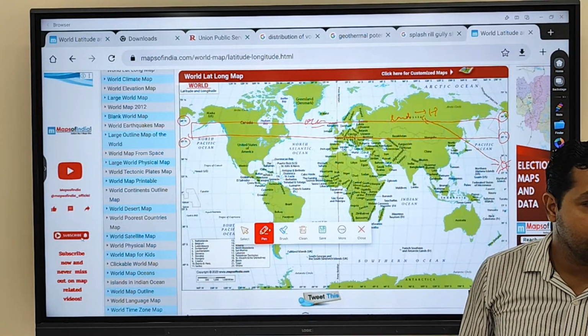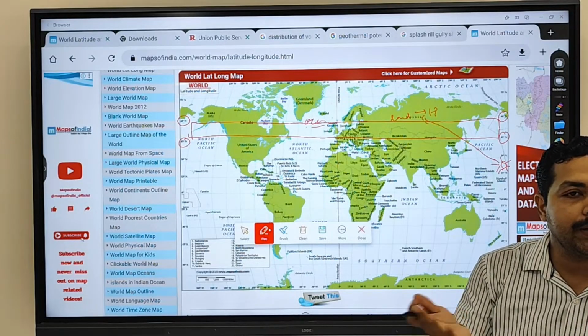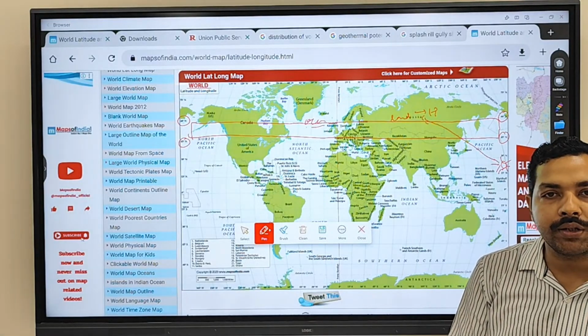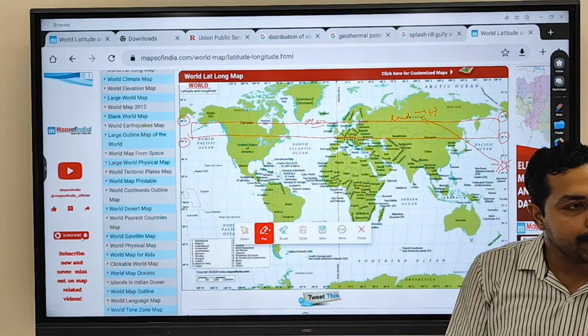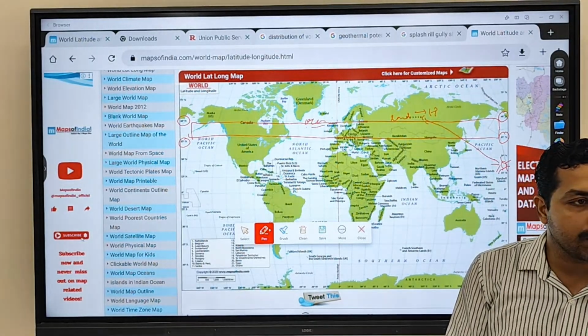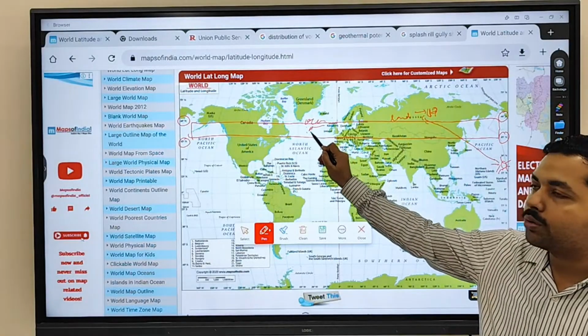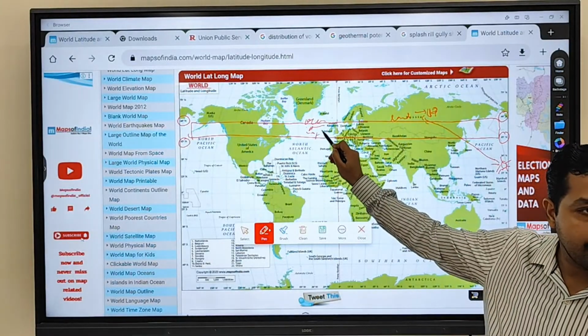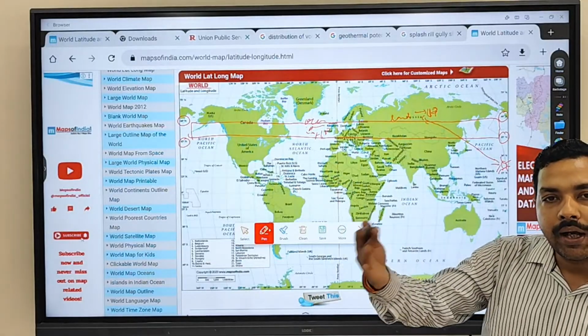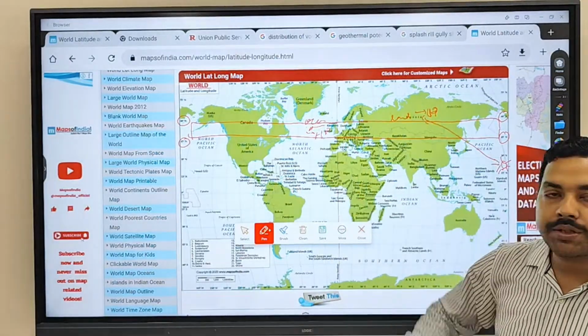Oceans will get what? As we discussed, land gets heated quickly and cools down quickly. Oceans, what will happen? They take time to heat and take time to cool down. So while the land gets heated quickly, low pressure is going to be formed here. At the oceans, what is going to be formed? High pressure, because they take time to heat and time to cool down. So here high pressure is going to be formed.